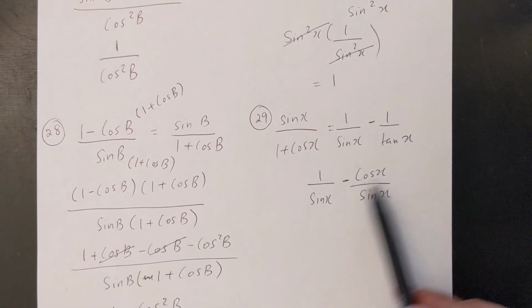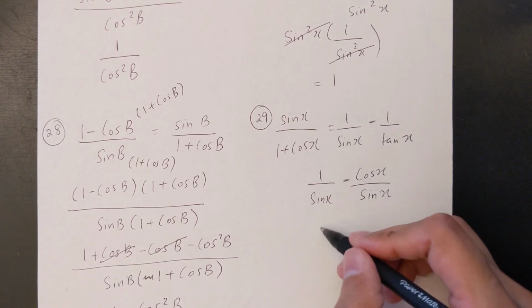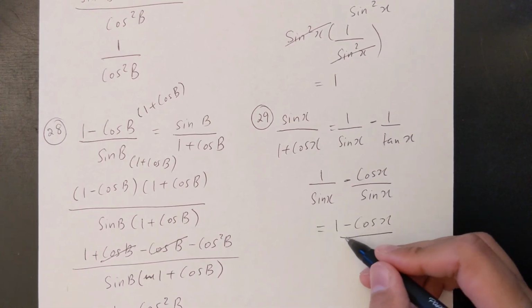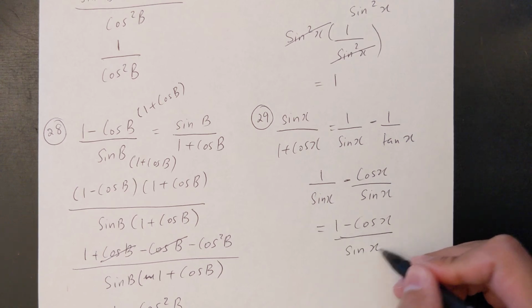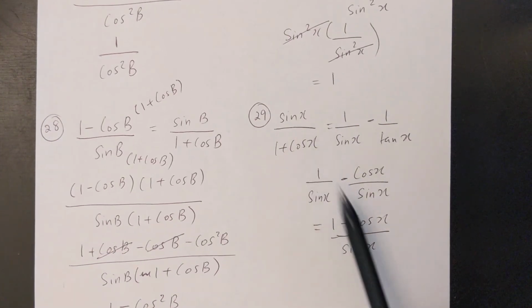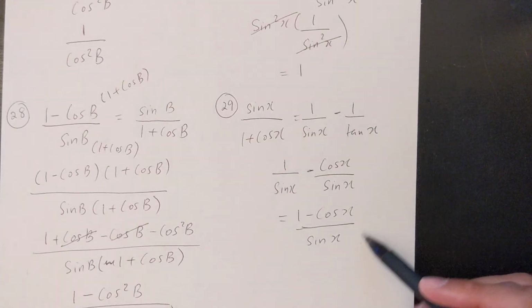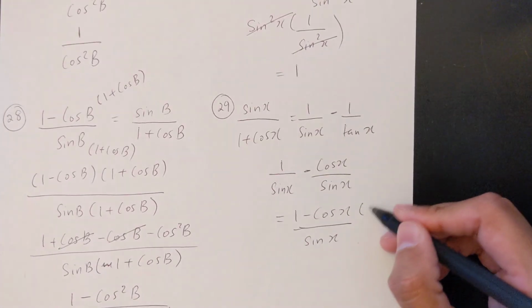Looks like I already have a common denominator, so I'm just going to combine them. And now this is the exact same as what we did in the previous question. I'm just going to multiply the top and bottom over here by 1 plus cos x.